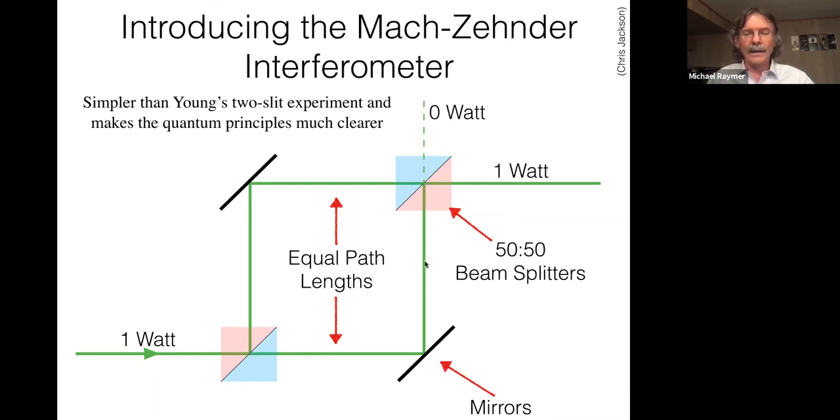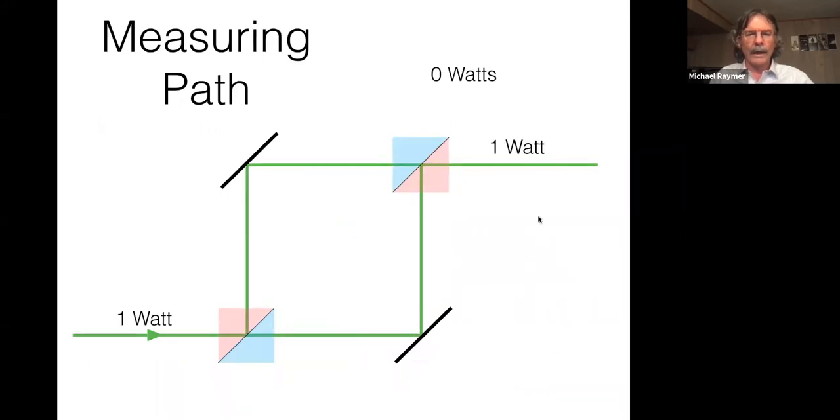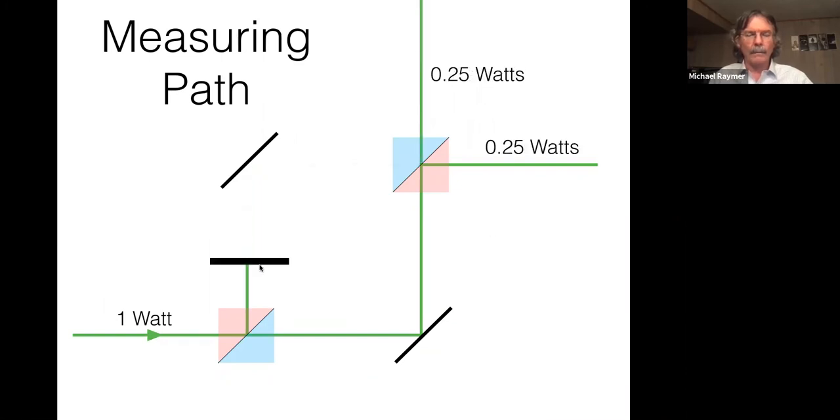Okay, but if I slightly move one of these mirrors, that's going to change the path length in the lower arm, and that's going to flip the power from this beam here up to that beam, because I've changed the phase. But the way it's set up now, all the power comes out this path. Okay, so here we go. We have 1 watt there, 0 watts there. If I block one beam, well, now I get 1/4 of a watt out of both of these, because 1/2 a watt was lost on this block. So we have destroyed the interference.